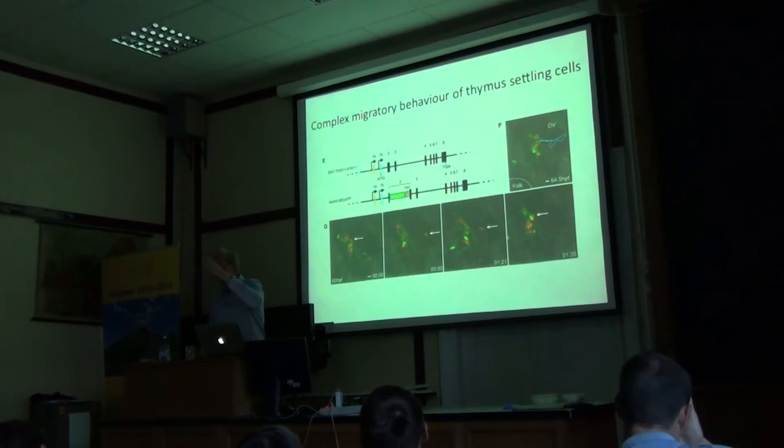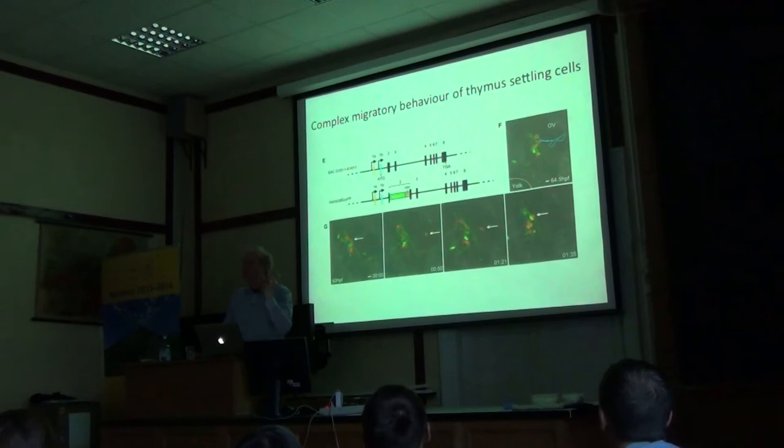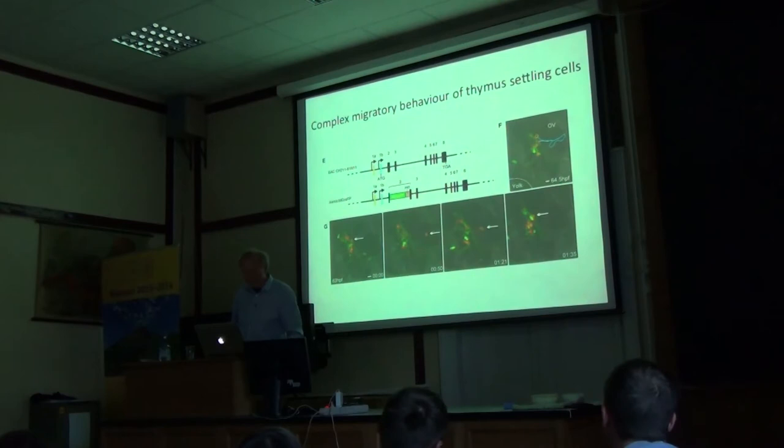So this migration and homing process is not a directed process that goes straight, where cells settle there, finished, but rather it's a statistical process. They go there, go out, go in, go out, go in, but the net result is that more and more cells collect in the thymic rudiment. That can be shown directly. You can see this. This has been observed over many, many hours.